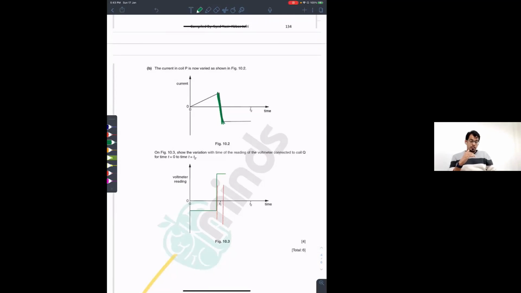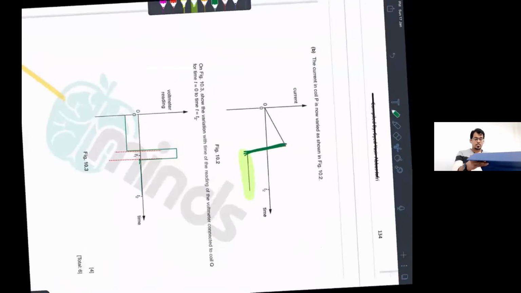And then in this region, current is constant. If current is constant, what does it mean? Change of current will become zero. If change of current becomes zero, induced current will become zero. So this graph will drop on this red dotted line, and then it will remain horizontal on the time axis.